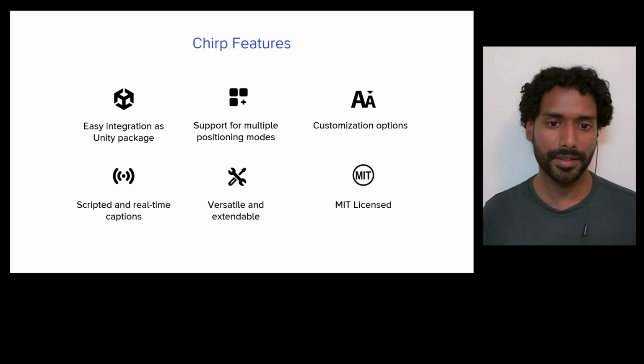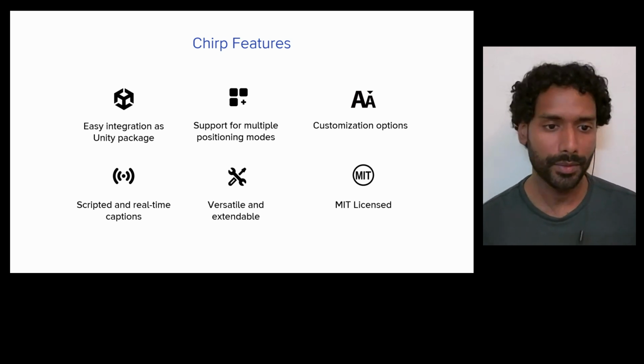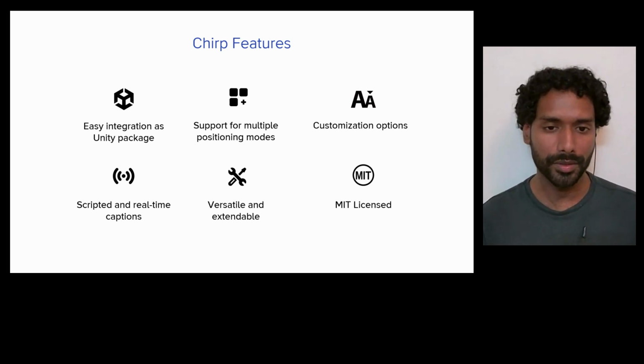And Chirp is released under the MIT license, which is a really permissive license, which lets you do whatever you want with the code, and you can also publish it as part of your closed source apps.